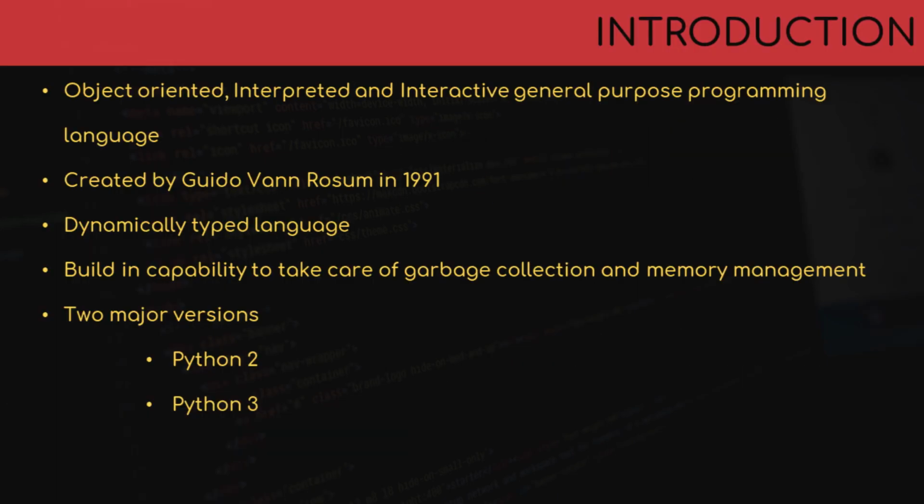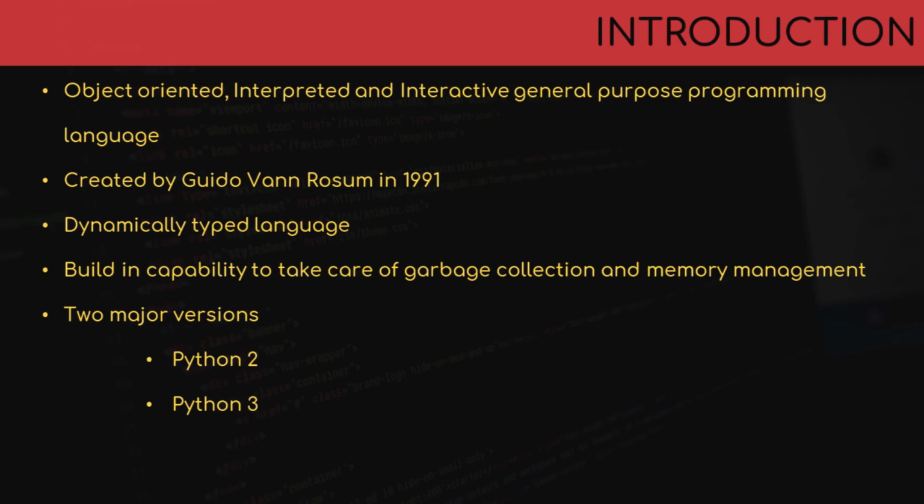Python is an object-oriented, high-level, interpreted and interactive general-purpose programming language. It was created by Guido van Rossum in the year 1991. Python is a dynamically typed language, which means we do not have to specifically provide the type of the variable in the program. Python also has the built-in capability to take care of garbage collection and memory management by itself.